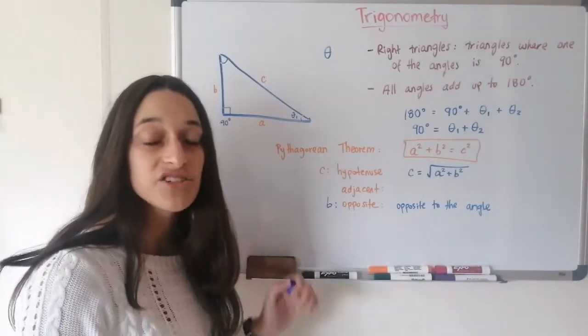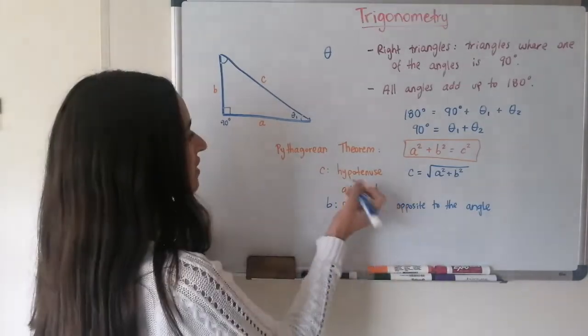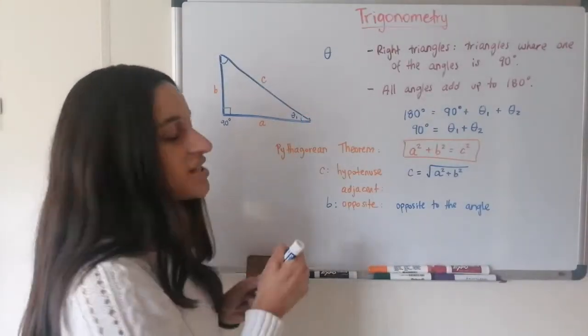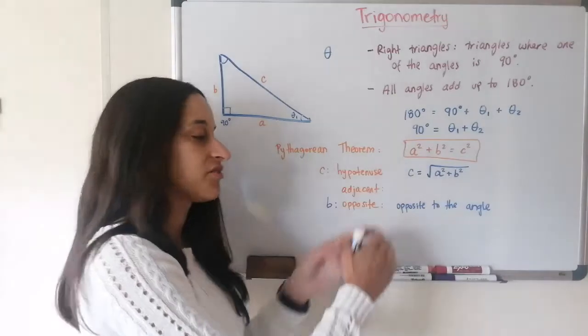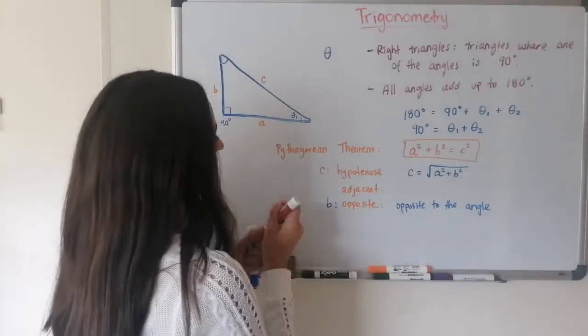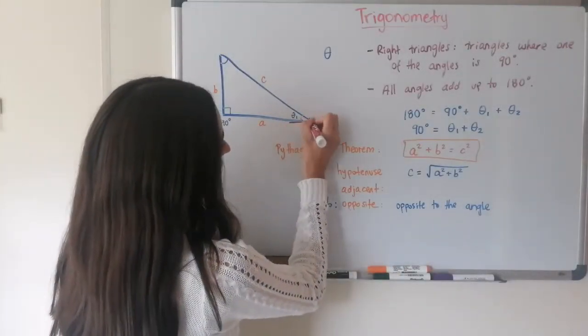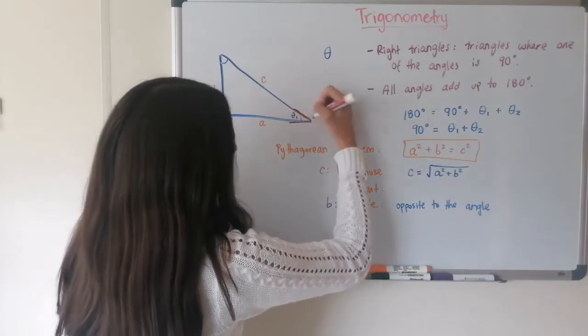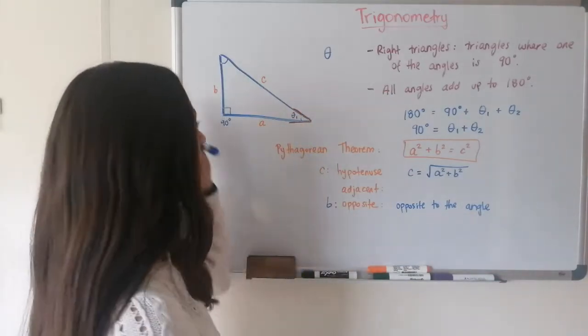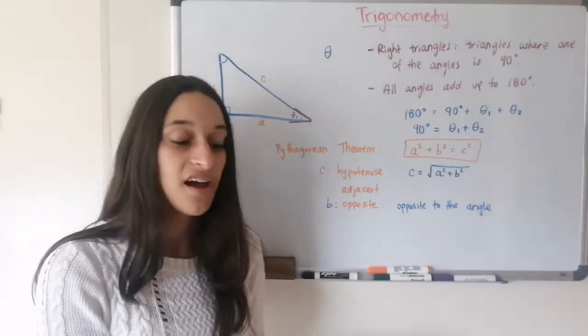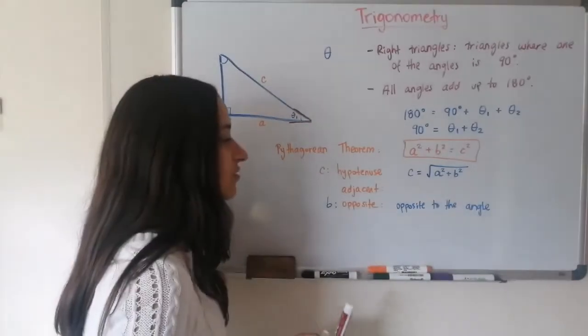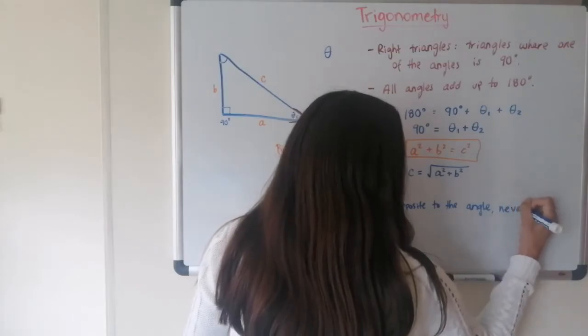That means it can't touch the angle. When we're talking about an angle, in this case this one, it's made out of two lines that come together at that point. In this case, the angle is formed by this line and this line. The side B, the opposite side, will never touch the angle. So let's write that down. Opposite to the angle, never touches it.